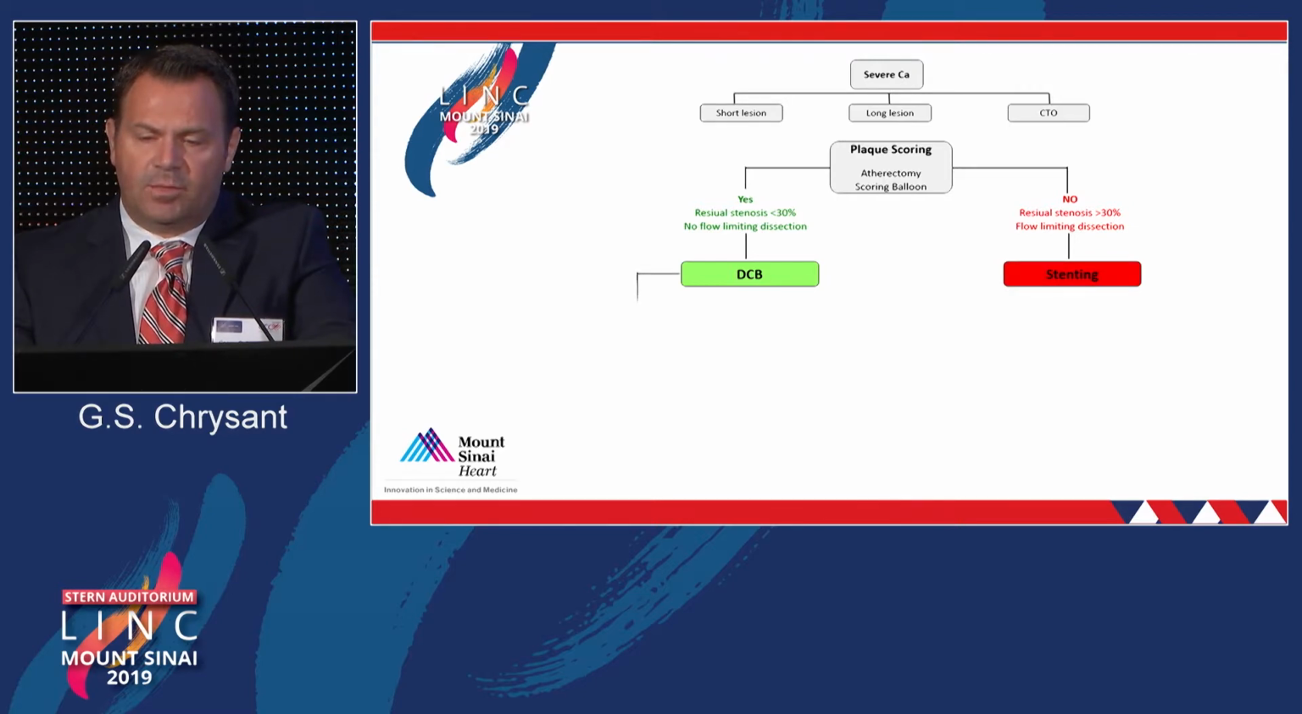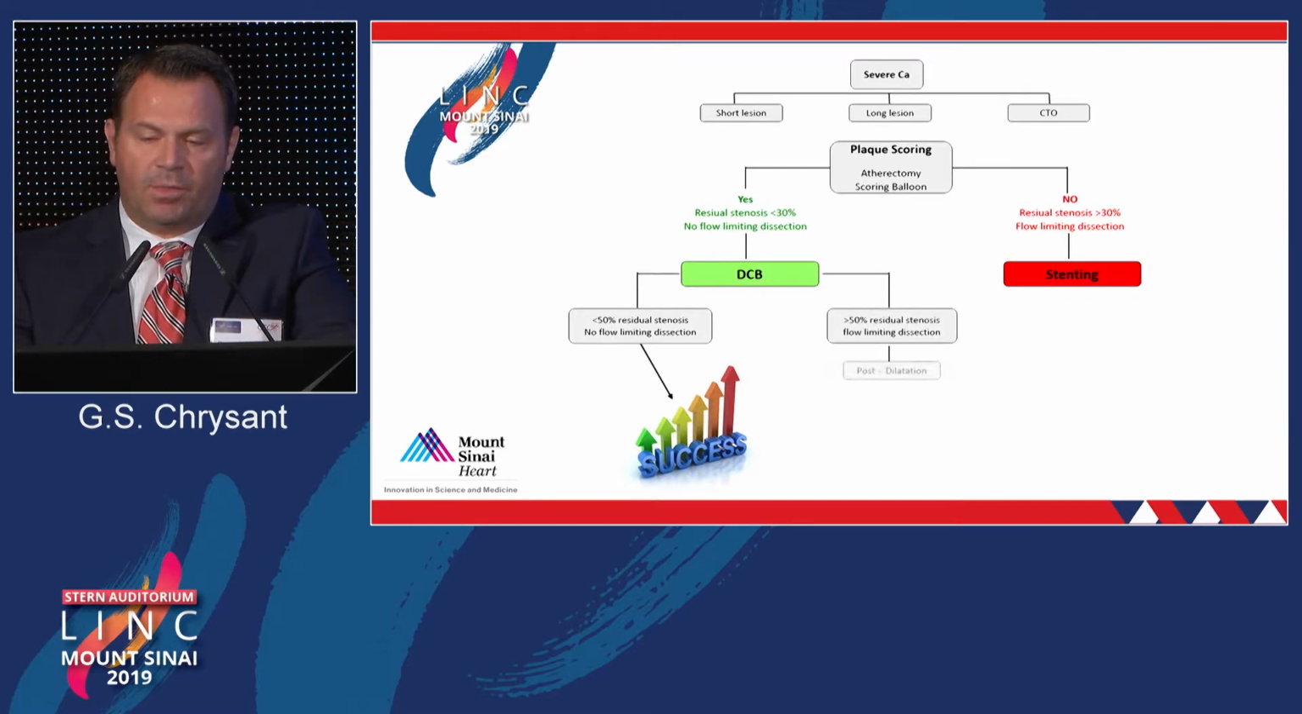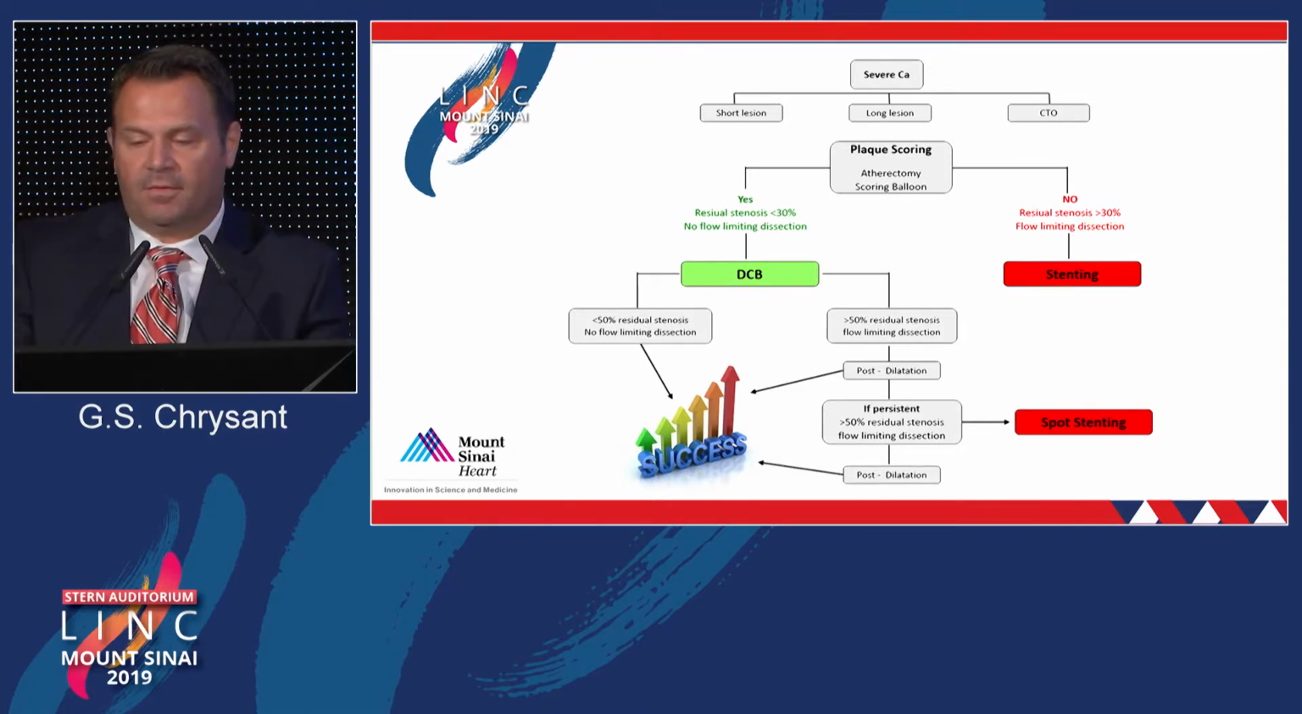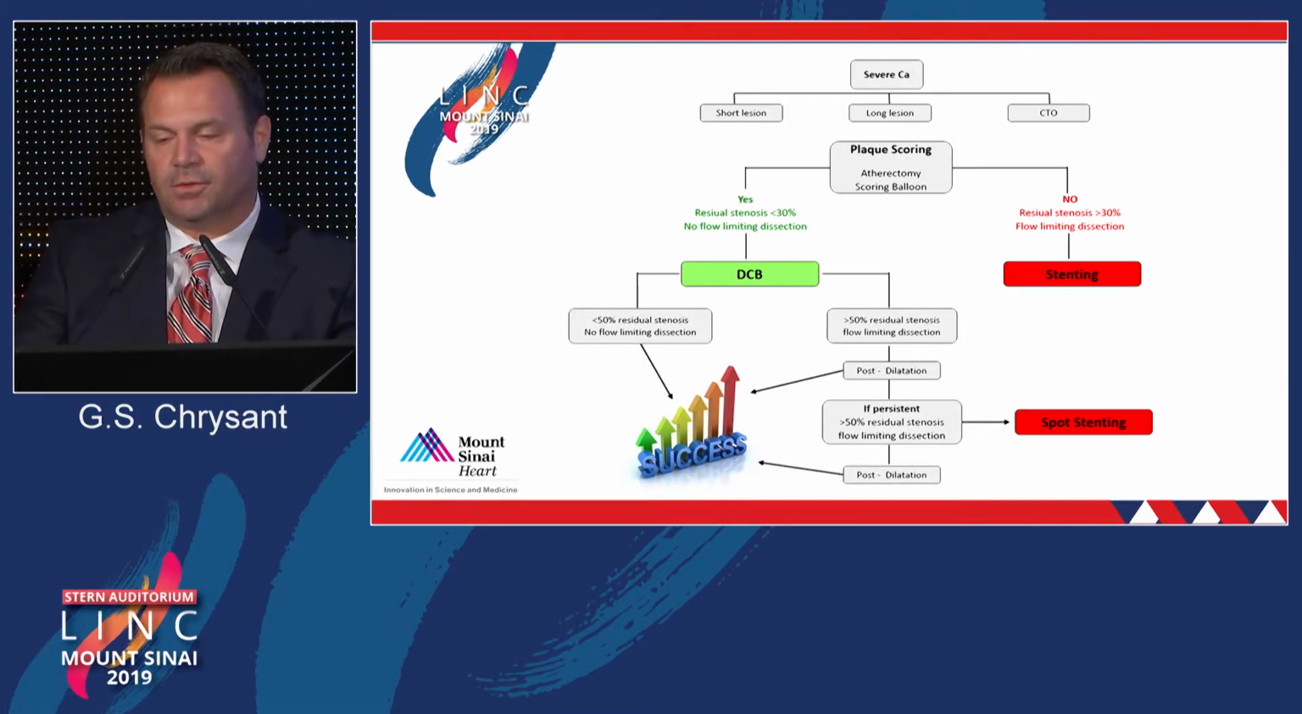If you go down the DCB arm again and you have a less than 50% residual stenosis, you can probably call it a day, particularly if there's no flow limitation. If you do have flow limitation, then you can repeat the dilatation. If you still have a little bit of residual, you can repeat again, and then obviously spot stenting can be helpful if there's a persistent residual stenosis.